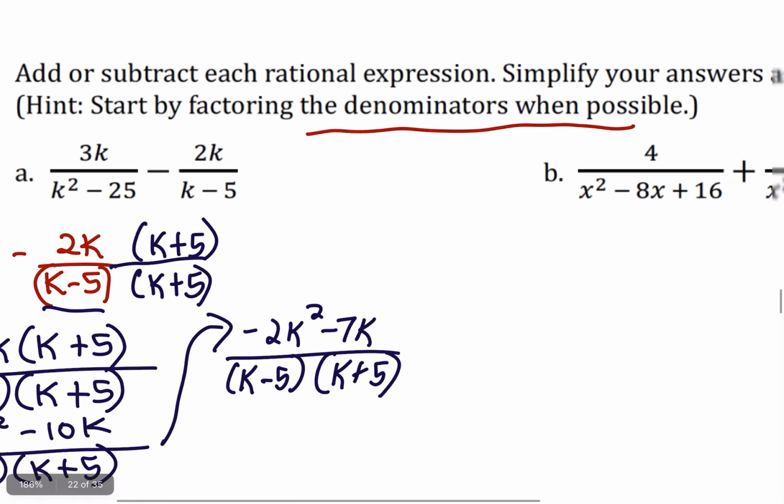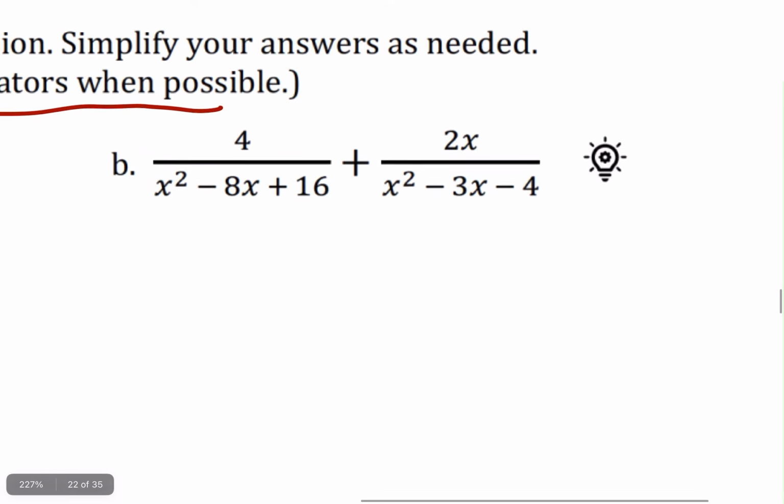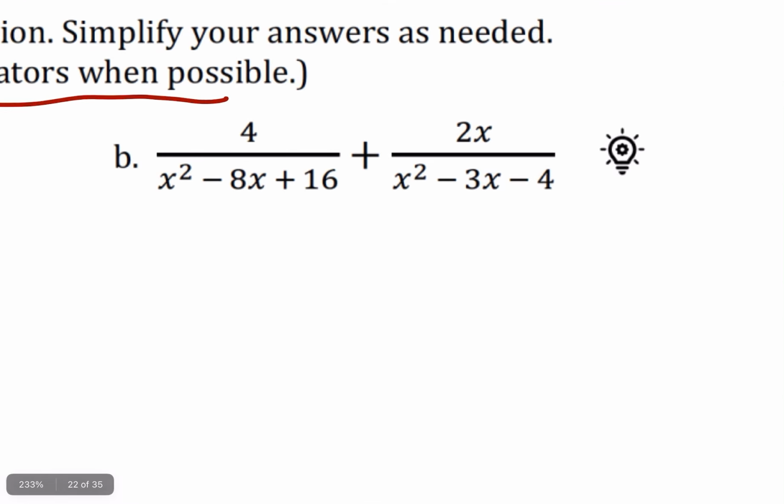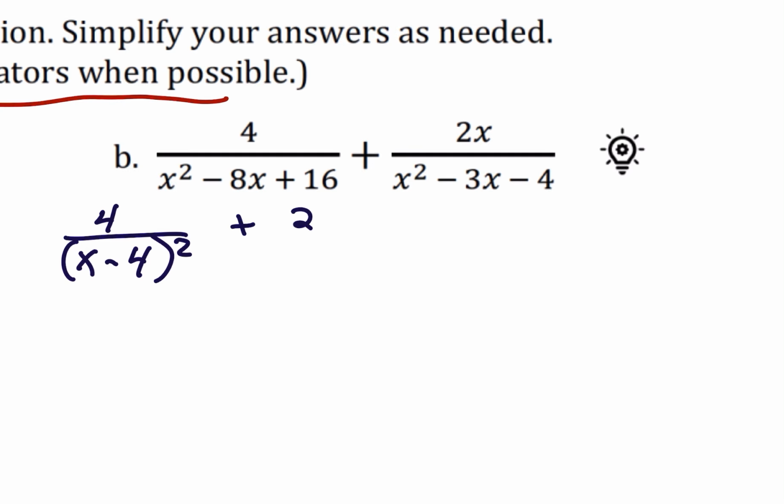Great. Okay, let's go to B, another tough problem. In fact, B is a light bulb, so it is a really challenging problem, but let's do it. We're going to take that hint and we're first going to factor the denominators. So we know it's just an AM problem. In fact, it can be written, it's a perfect square trinomial. So we can just write it as x minus 4, the quantity squared, plus 2x over, and this is just an AM, where it has to add to negative 3 and multiply to negative 4. The two numbers are negative 4 and 1. So we can factor it like that.